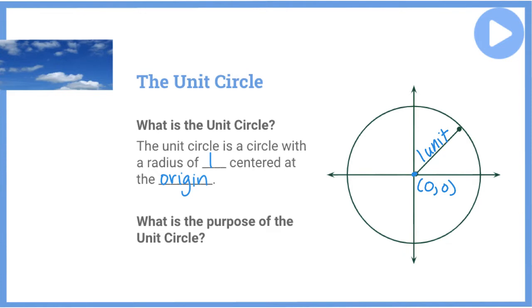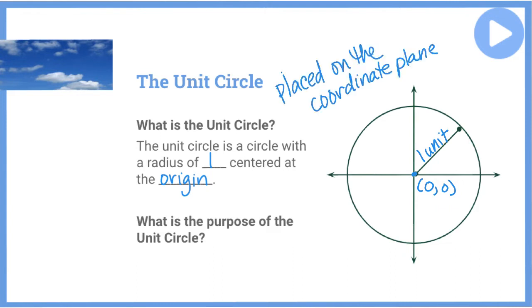Now keep in mind that since this unit circle is placed on the coordinate plane, you will have an x and y axis that you can work with, and you will have a point on the unit plane or on the coordinate plane that you can reference, and that's going to be in what we call ordered pair notation.